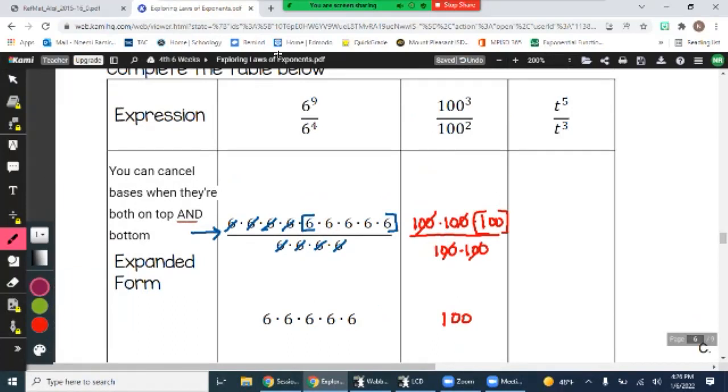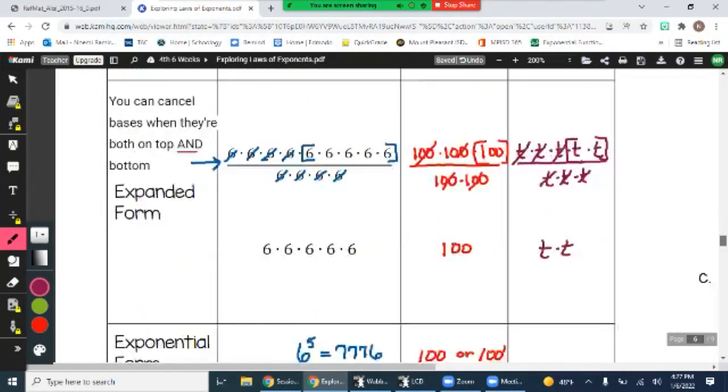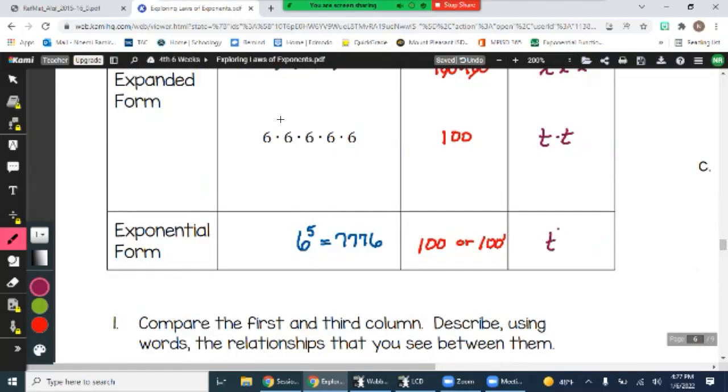Next, we have t to the power of 5 over t to the power of 3. I do not like using the variable t, but here we go. 1, 2, 3, 4, 5. Hopefully those do not look like plus signs. 1, 2, and 3. So now we cancel as long as you have the same base on the top and bottom. Top, bottom. Top, bottom. And we're left with a couple of t's there at the top, t times t, and t times t gives us t to the power of 2, or t squared.